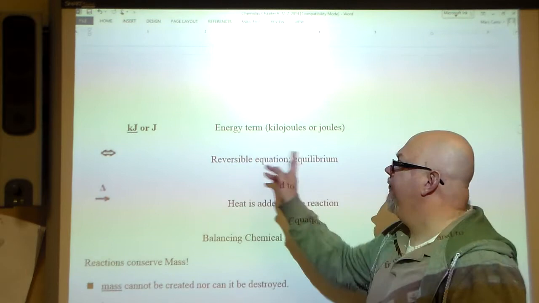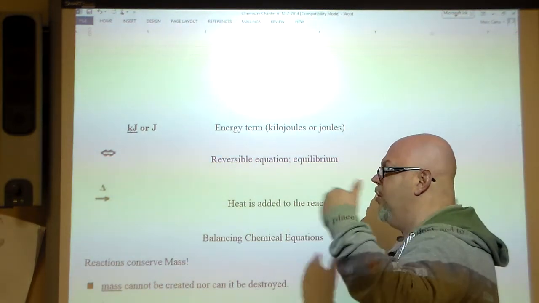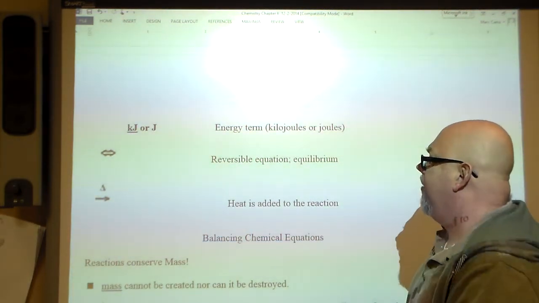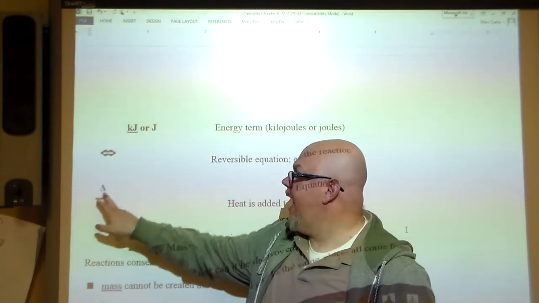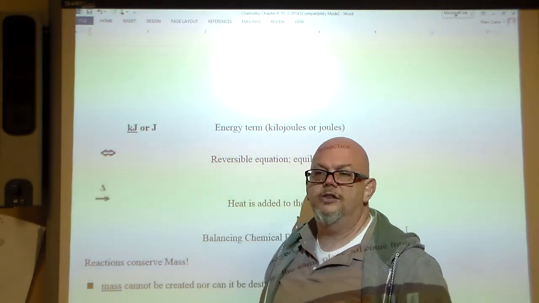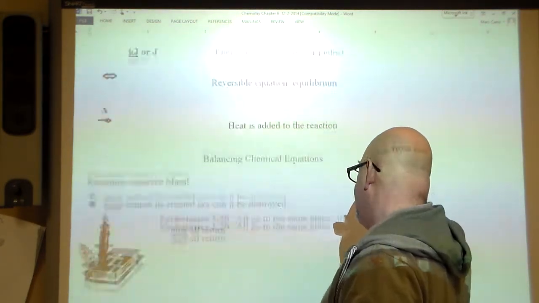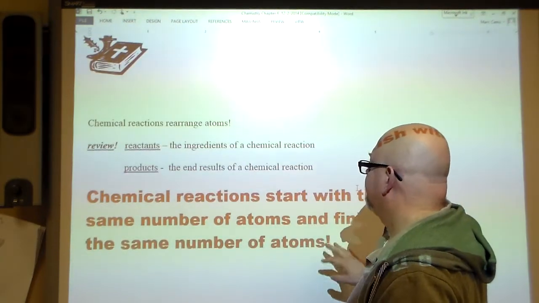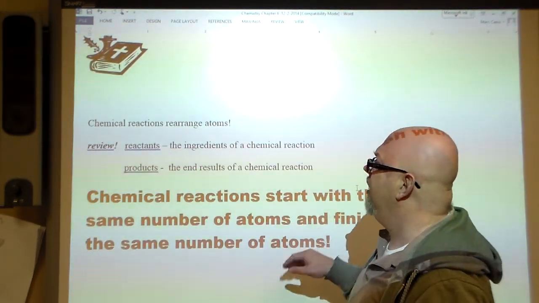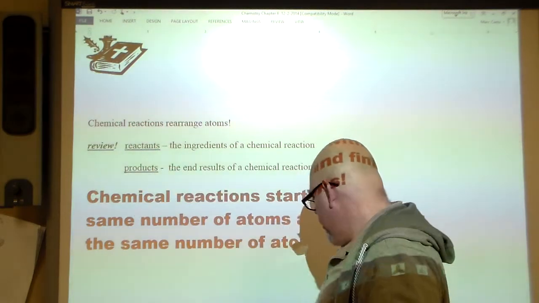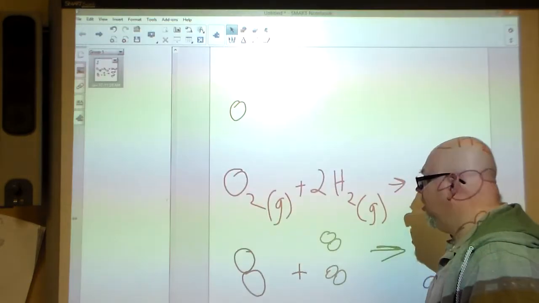We talked about the idea of reversible reactions, that reactions can go back and forth. We talked about heat being added to the reaction. That's where you see that little delta triangle. So the big idea is we have to look at reactants and products. Well, what in the world is that going to look like?